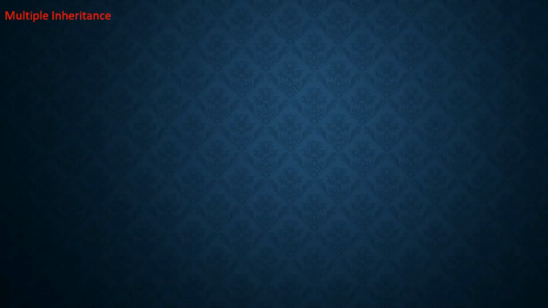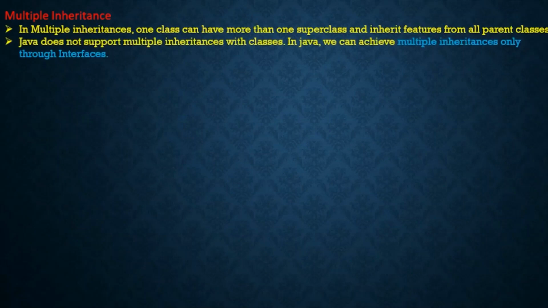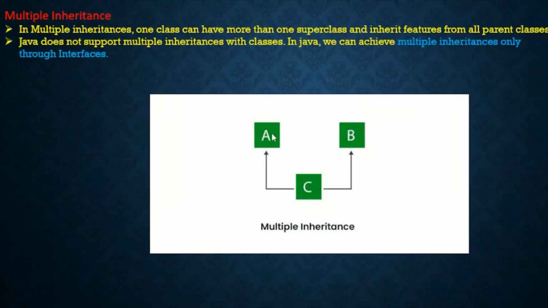Multiple means there will be more than one parent class, where one base class will be extending from the two base classes. I hope it's clear. Let's see the example. A class is the base class, B class is the parent class. Why I am saying? Because C is inheriting from A, C is inheriting from B as well.